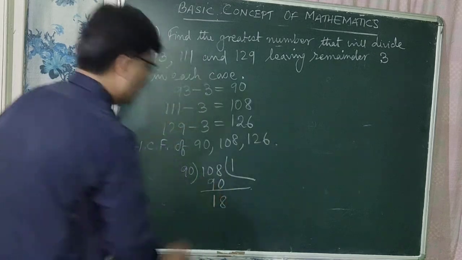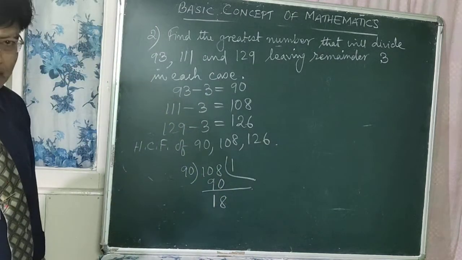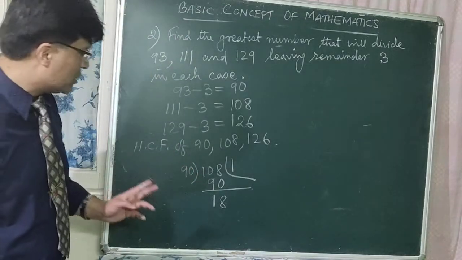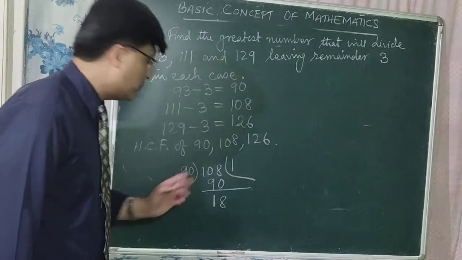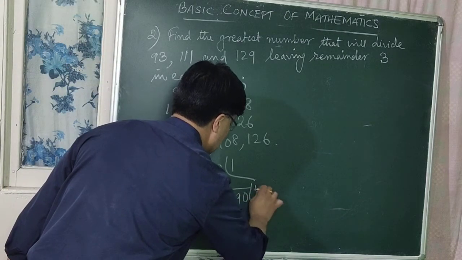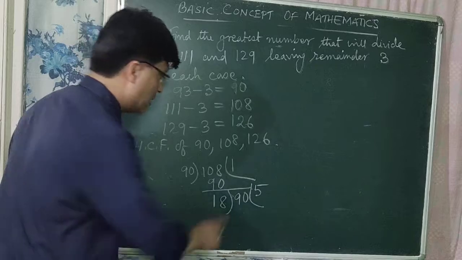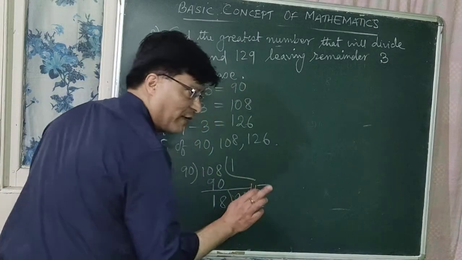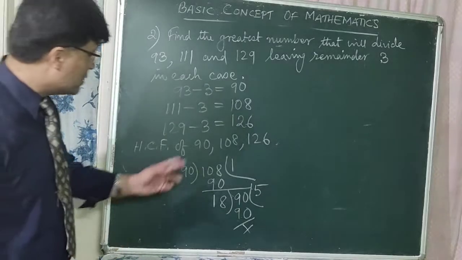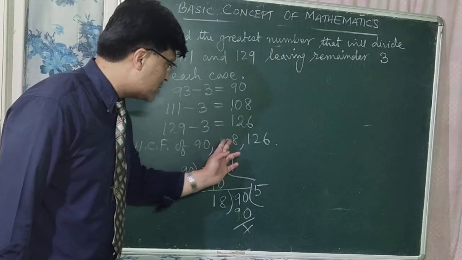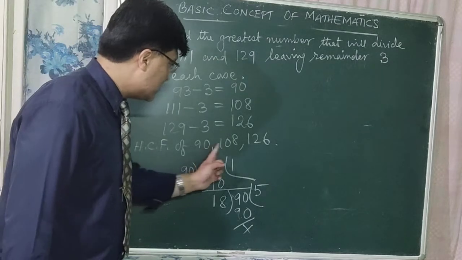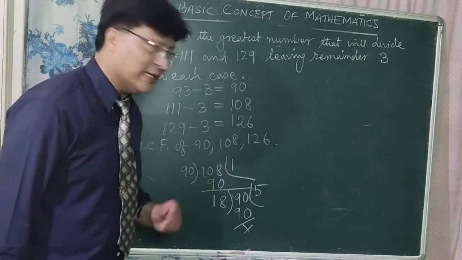10 minus 9 is 1. Clear? So now again, what is the method to find the HCF? The remainder divides the divisor again. How many times does 18 go into 90? 5 times. 5 8s are 40, 5 1s are 5, plus 4 is 9. That means, what is the HCF of 90 as well as 108? It is 18. So the HCF of 90 and 108 is 18.